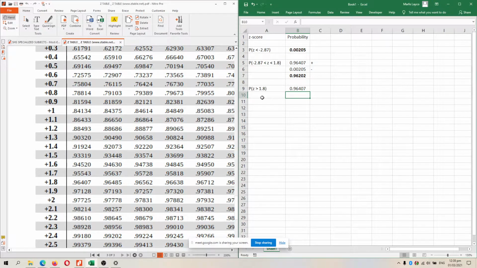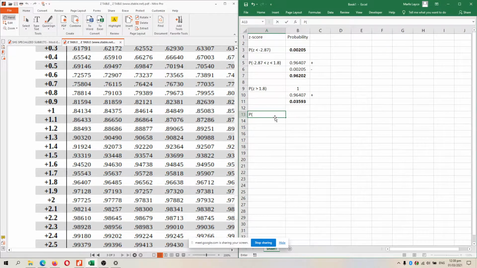Siyempre, hindi. Kasi ang hinahanap natin, greater than 1.8. So, kung greater than 1.8, dapat kukunin natin is, meron tayong 1. Ito yung nasa positive z-score natin. Deduct lang natin. So, ang magiging final answer natin for the probability na more than 1.8, that is 0.03593.